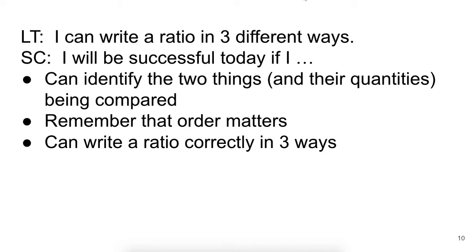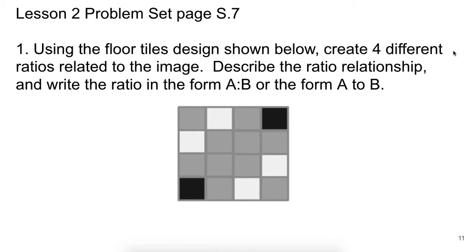You'll be successful if you can identify the quantities being compared, remember that the order matters, and write the ratios correctly in 3 different ways. Again, we talked about using the colon, using the word "to," and using fractions to write these ratios. So let's go ahead and look at these.